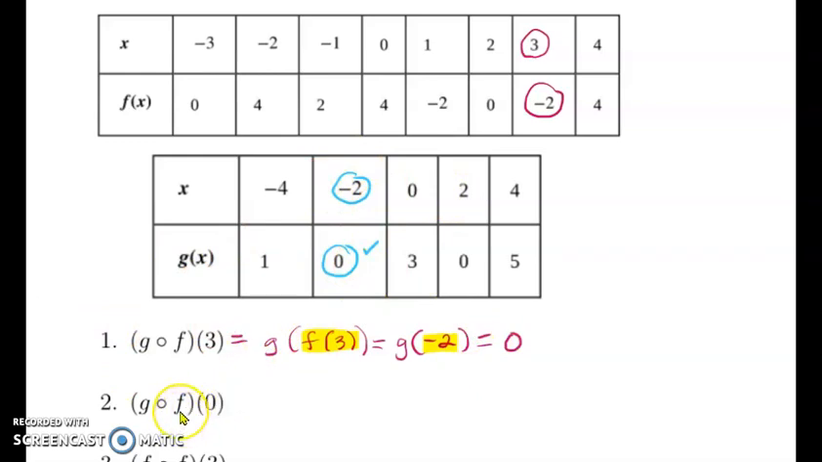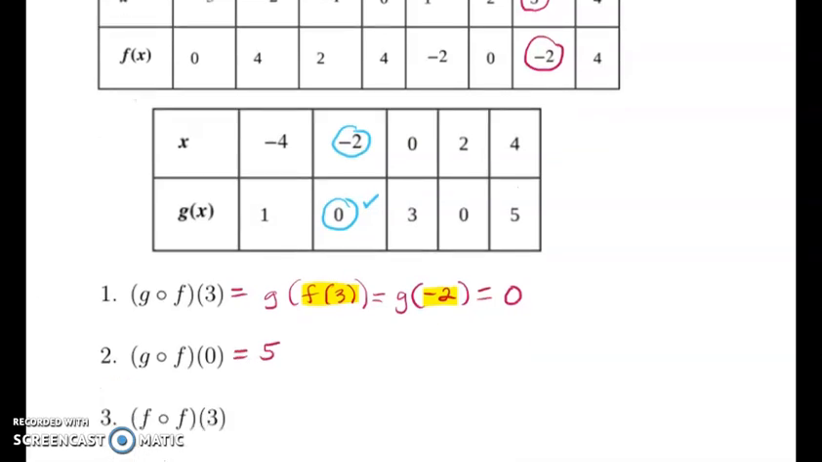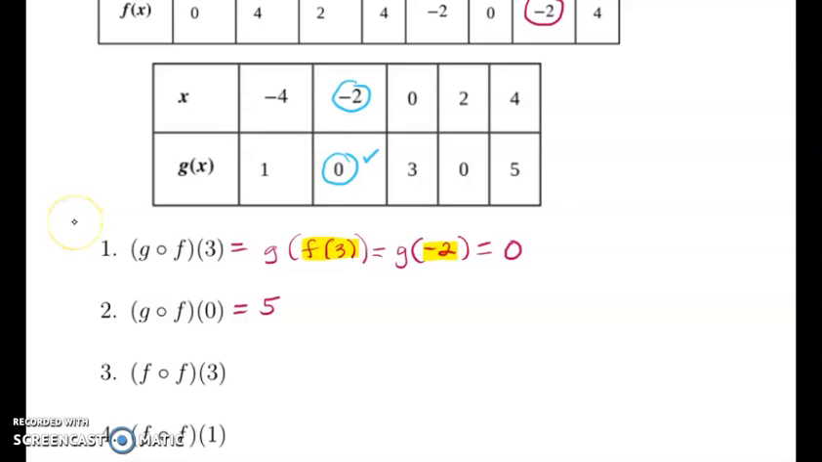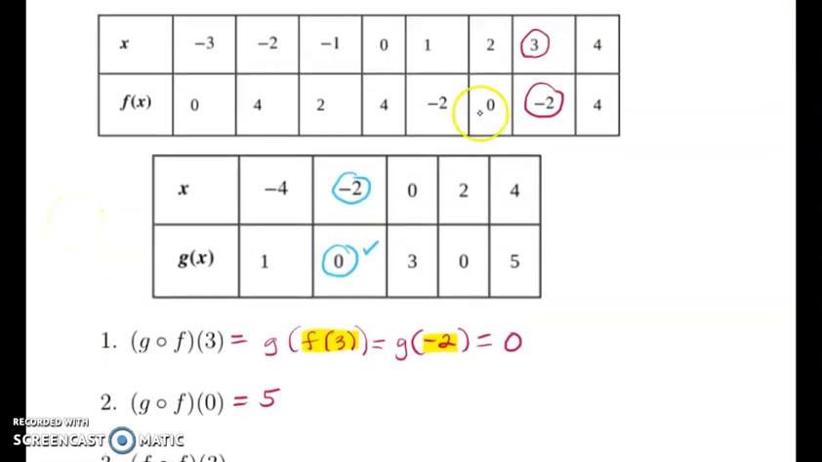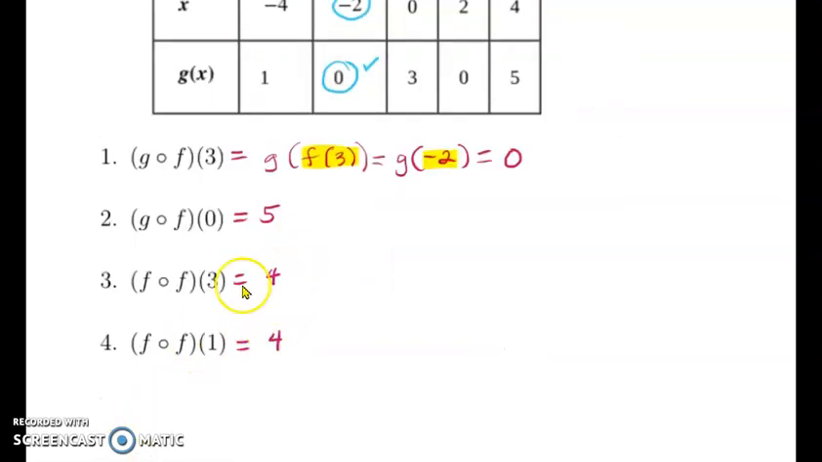For this one, f, okay, 0. So 0 goes to 4, and then on g, 4 goes to 5. That means itong g dot f of 0 is equal to 5. Then for the f dot f of 3, so sa f ka muna, sa f of 3, the f of 3 is negative 2. Okay? And then going back to f, the f of negative 2 is equal to 4. That is equal to 4. And similarly, the f dot f of 1 is equal to 4.